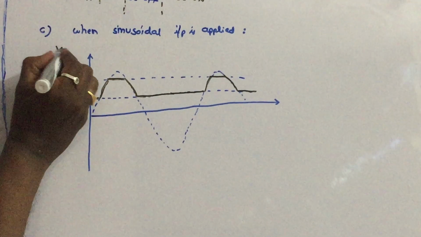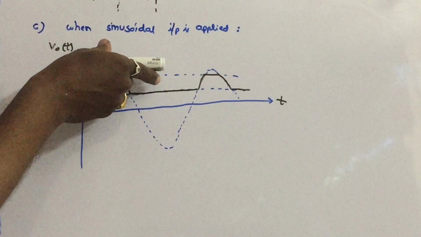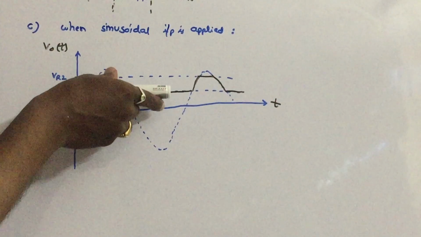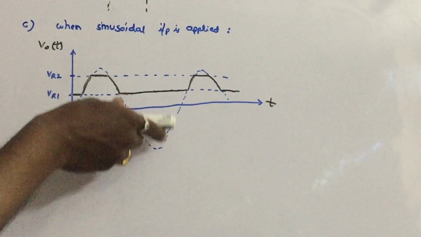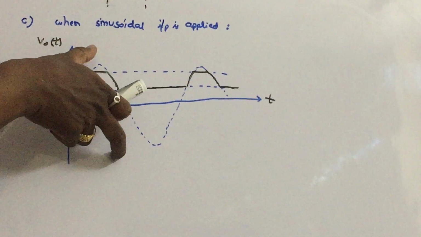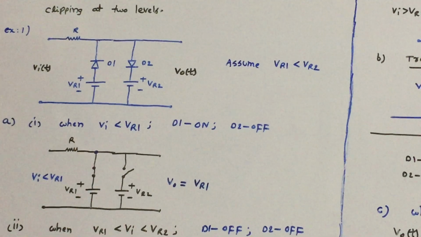So this is V0 of t. Remember that this is the V0 of t versus t. You can see that the portion of the waveform above VR2 is removed. The portion of the waveform below VR1 is removed. So this is called as two-level clipping, since two portions of the waveform are removed. So that's why this output is called as two-level clipping. So this is what about the first circuit, clipping at two levels.